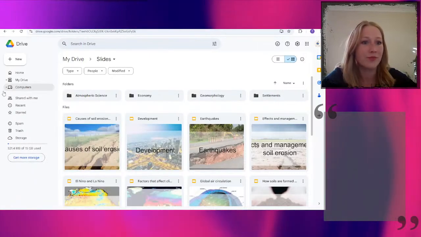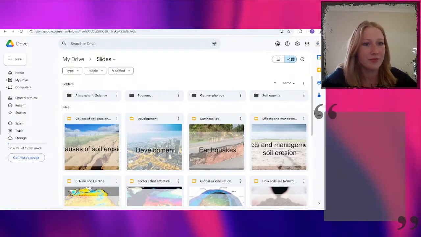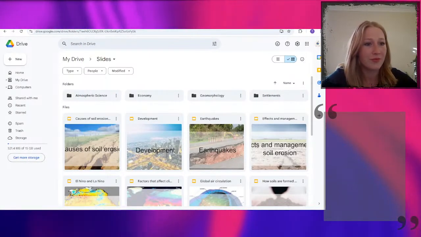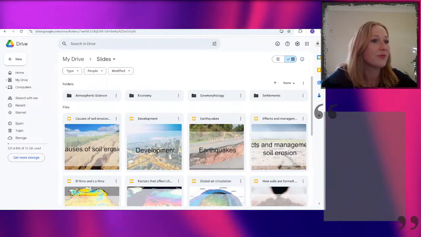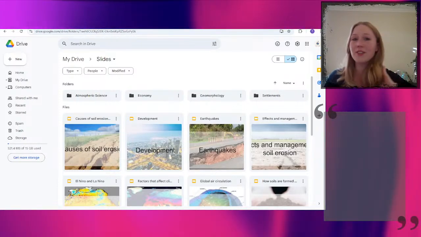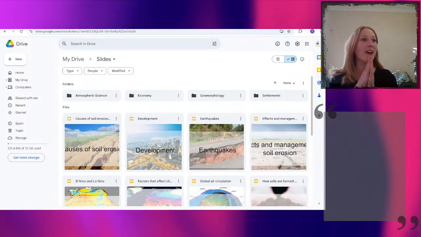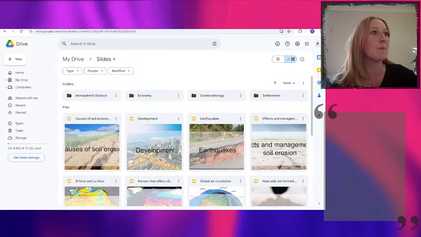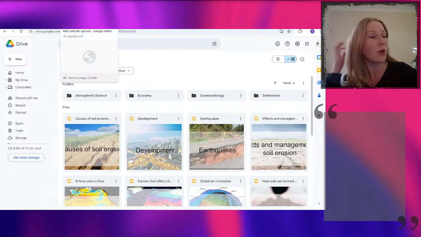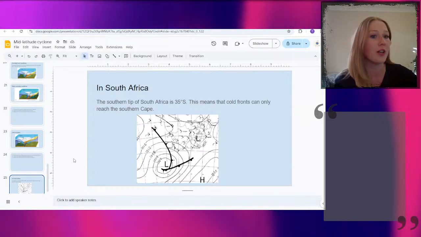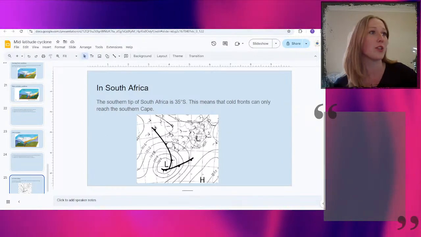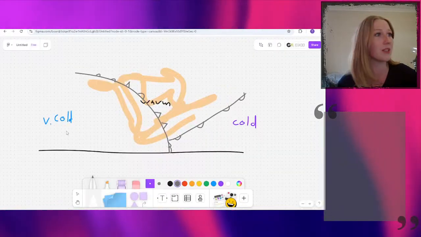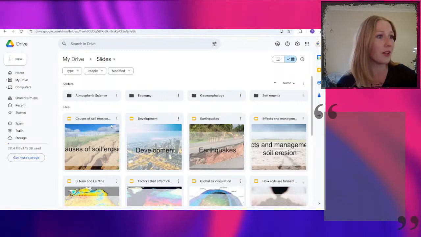Okay, so let's get this started again. Great. Okay, so that all seems to be working again. Yay! Lovely. So I was just talking about what mid-latitude cyclones are and how they are formed. So let's move on a little bit.